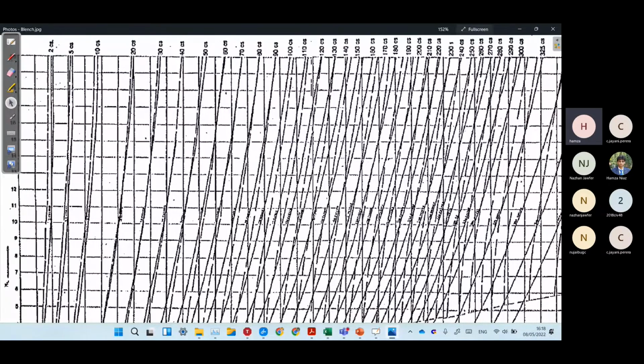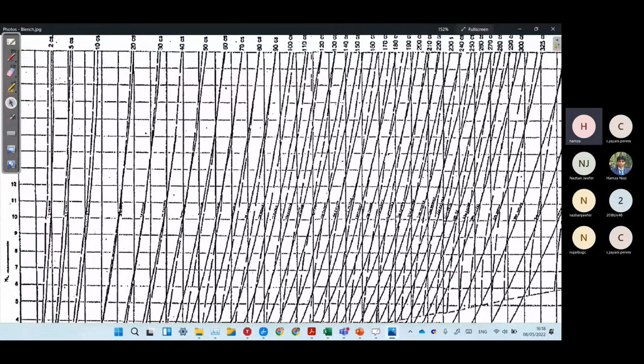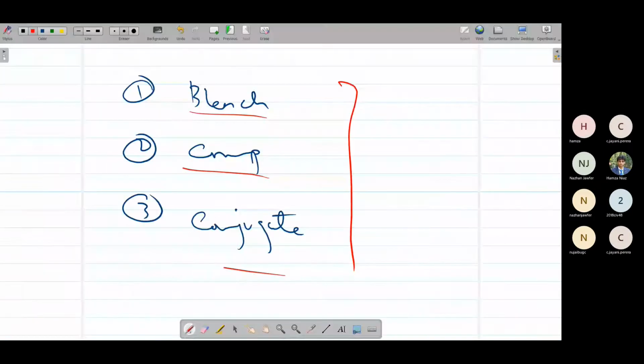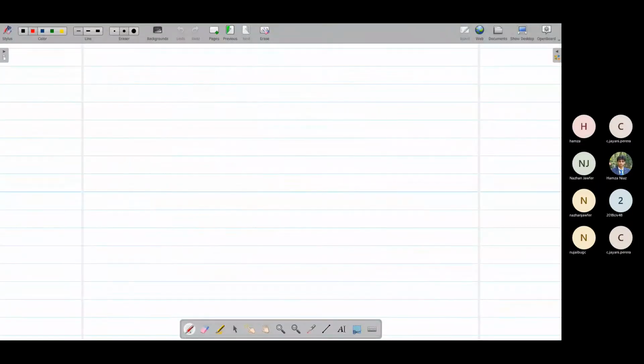So first, we have to know the discharge value. Then we have to calculate the HL value, the head loss value. Using these two things, we can calculate the E2 value, and from the E2 value we can find the downstream flow level using the Blanch method. So this is a simple method. For example, this is the Blanch method.